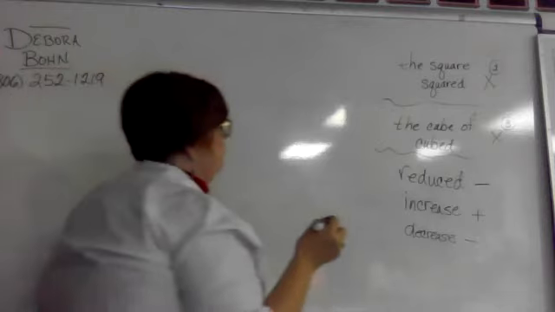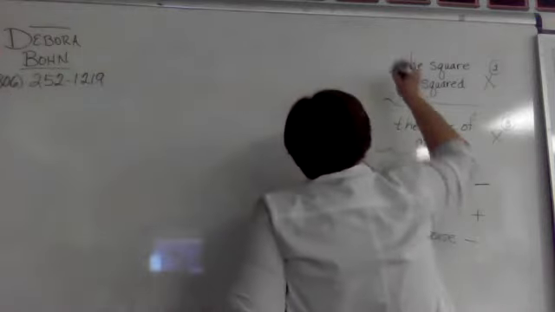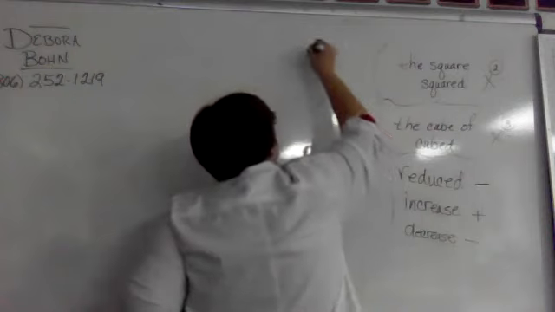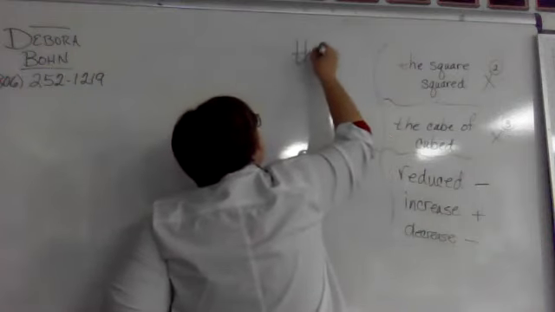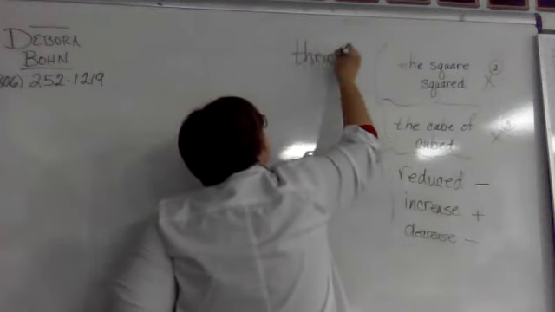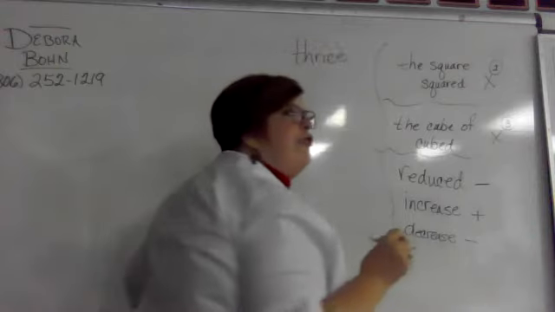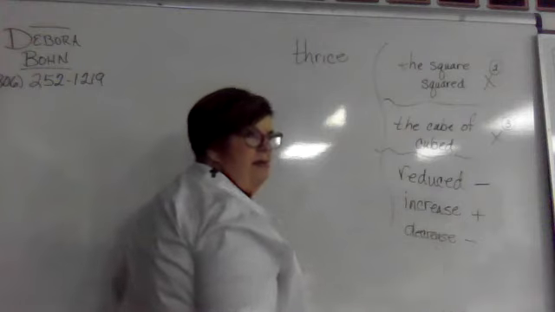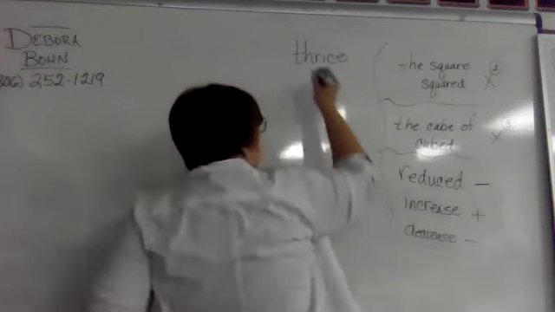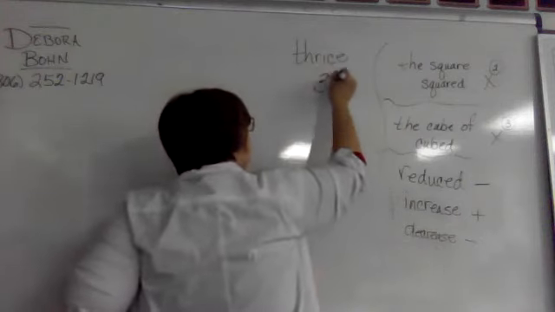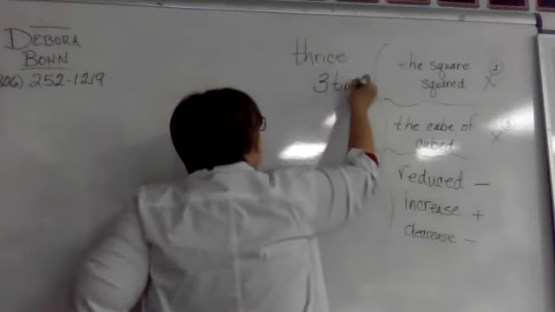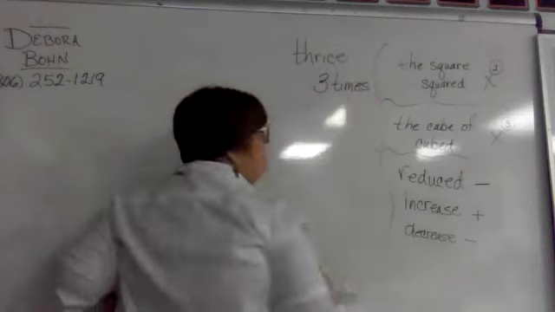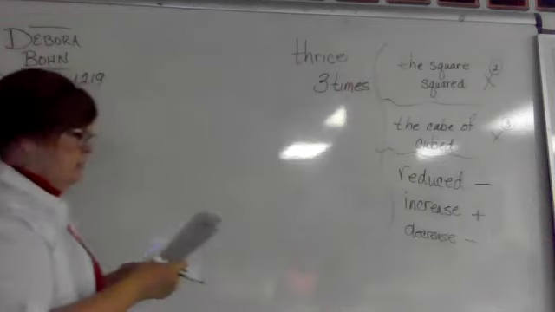Here's another word. They use this. I haven't seen this very much. They use thrice. You know, twice is 2 times, so thrice is 3 times. They're going to use this on your worksheet. I don't see it much, but you need to know what it is.